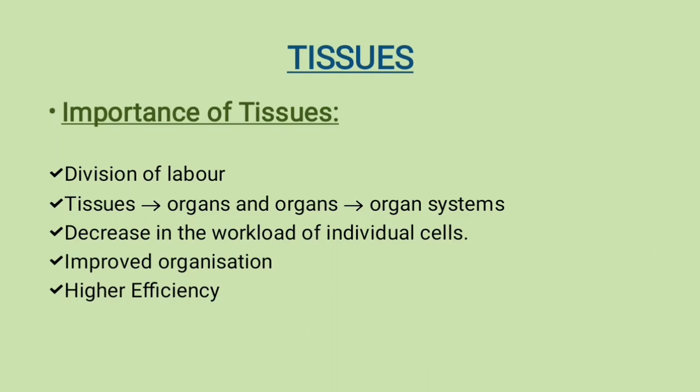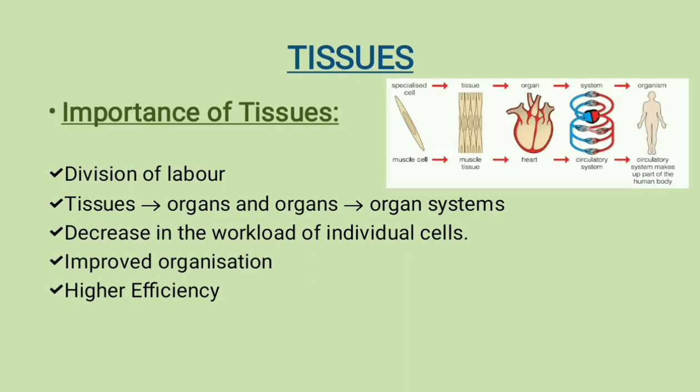Tissues play very important role for living organisms. As cells have many organelles which are specified to a particular function and division of labor is seen in them, similarly, tissues has also brought about a division of labor in multicellular organisms. We have seen that cells form tissues, tissues form organs and organs form organ system. In this way, a whole multicellular organism can be formed.